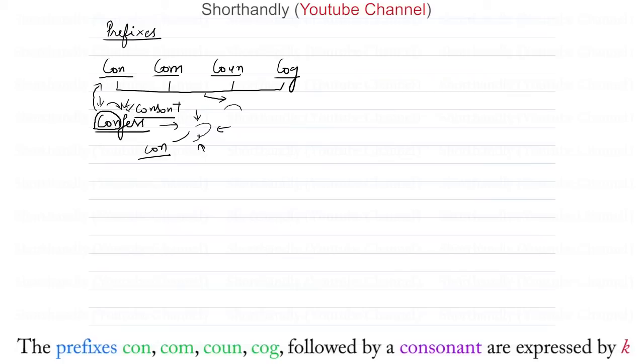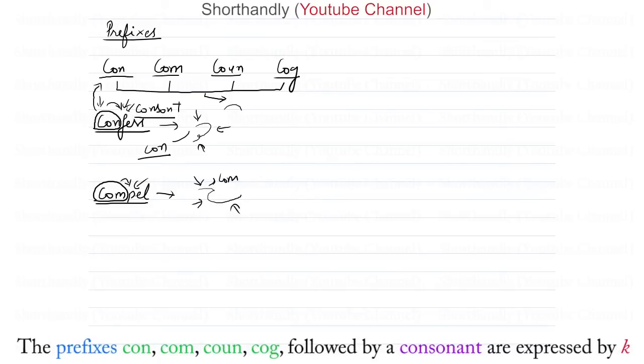In the same way, let's take another word like compel. Now we have this com prefix here, and after that we have this p. Of course p is a consonant, so we can use this k character to represent our prefix. So the word compel will be made like this, because first we used this k character to represent our com prefix, then we use this p, then we finally use this long curve which is l. So this is our word compel.